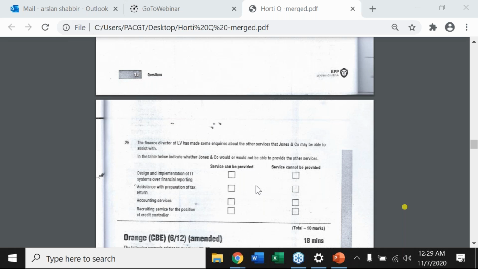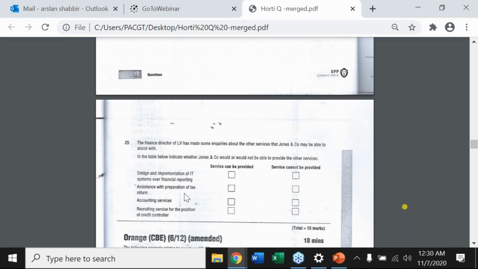Now we are going to read the options one by one. Design and implementation of IT systems over financial reporting. You will also do the audit of the financial reporting, so do you feel that the audit firm should provide those services? I think it cannot provide these services because the responsibility will be on the audit firm by designing and implementing IT systems over financial reporting. If it is not written financial reporting, then the audit firm can provide the services.